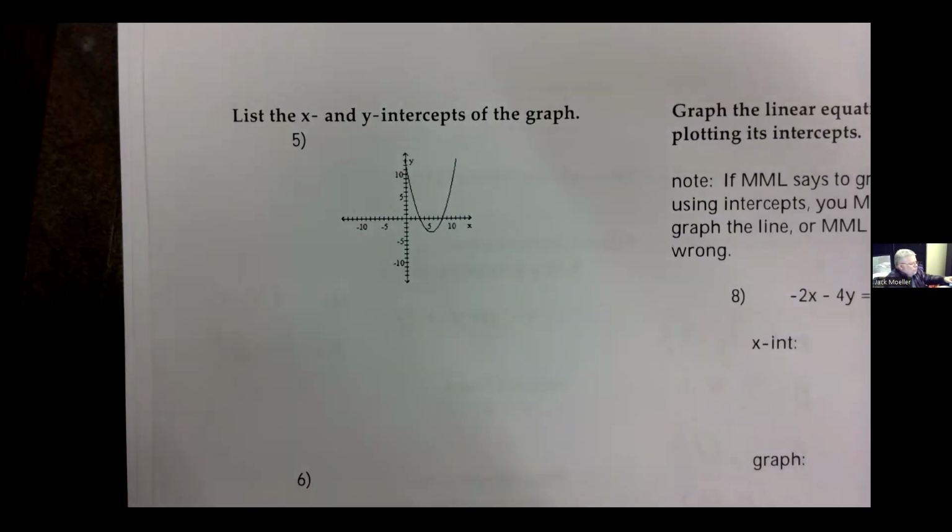All right. So let's start with the graph part. Zoom in here again.